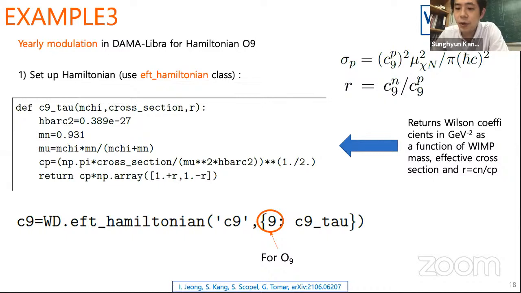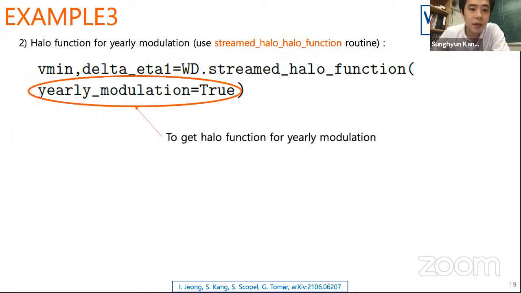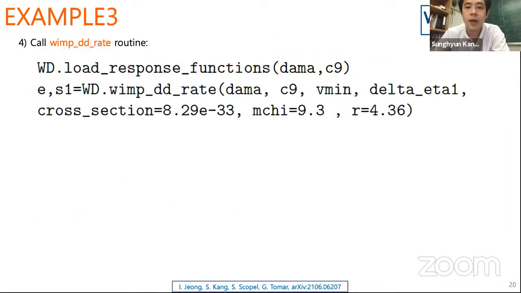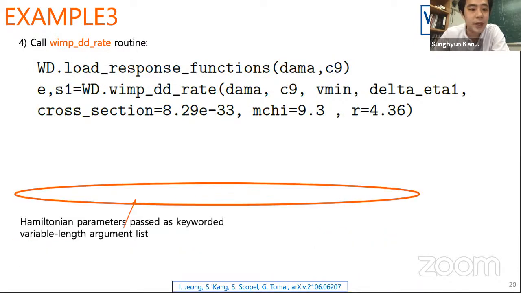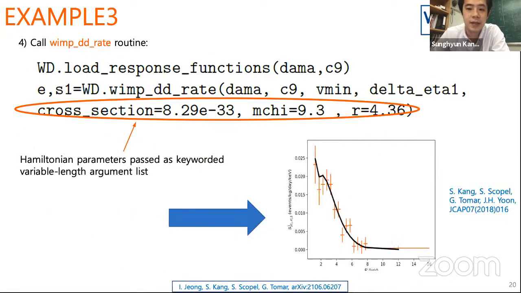And then we can set up the Hamiltonian class the same as before. Considering yearly modulation, one needs to put one parameter, yearly modulation equal to true, to get the Hollow function for modulation. Then load response functions as before. Last step is to call the WimPyDD routine, including keyword arguments. And here we can easily get the result.